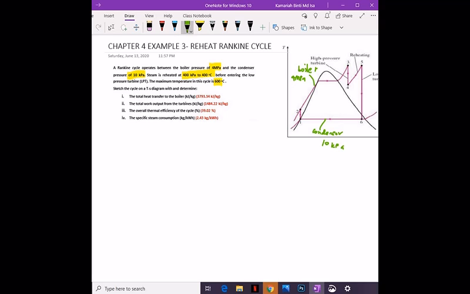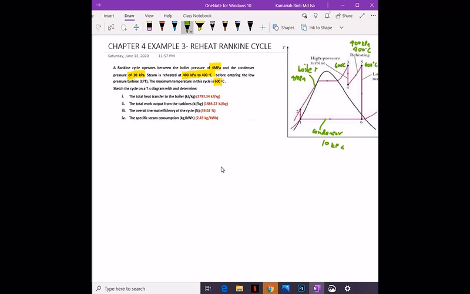So this is the reheating process. It will be 400 kilopascal and 400 degrees Celsius. Okay, next the maximum temperature in the cycle is 600 degrees Celsius. So 0.5 and 0.3 and 0.5, the maximum temperature is 600 degrees Celsius. Okay, next we need to find the total heat transferred to the boiler, total work output, the overall thermal efficiency, and the specific steam consumption.